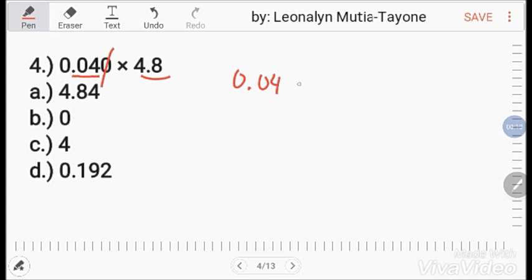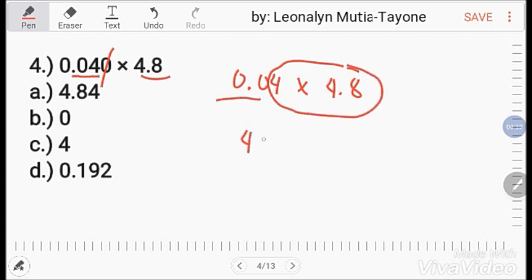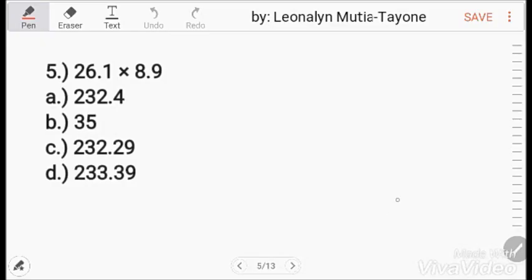So, 0.04 times 4.8. Ang i-focus naman natin sa multiplication ay ito lang. Yung decimal na yan, yung mga 0 na yan, mamaya na yan. So, 48 times 4, that is 192. Doon naman tayo, babalikan naman natin yung mga decimal niya. Kung ilang numbers yung after sa decimal, going to the right. And this is 1, 2, 3, tatlo. So, 0.192 ang sagot.